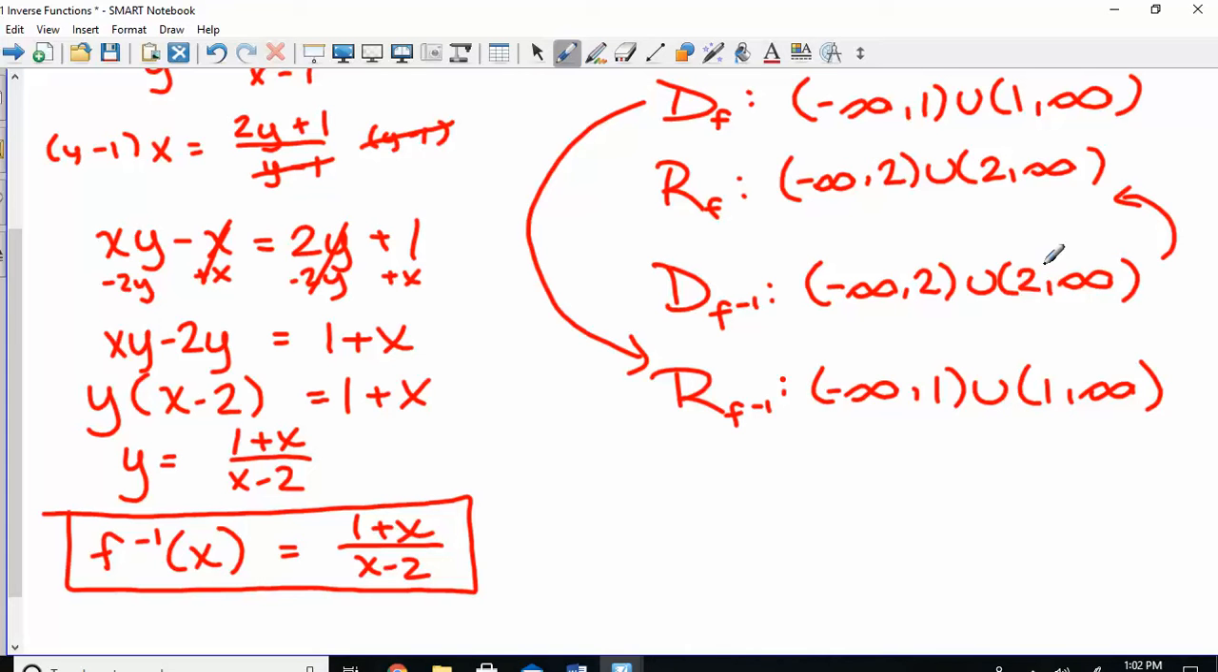So when I ask for the domain and range of all this stuff, all you really need to do is find the domain of the original and the domain of the inverse. And that will give you the missing ranges.